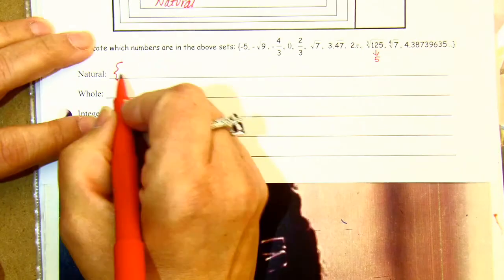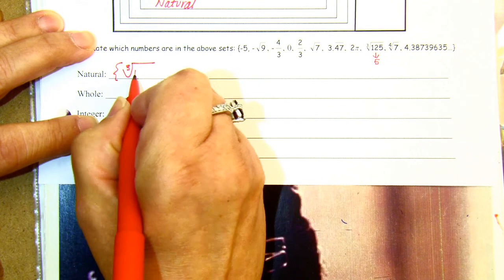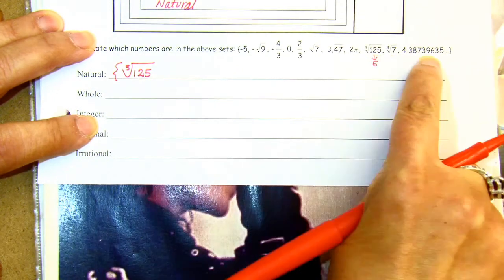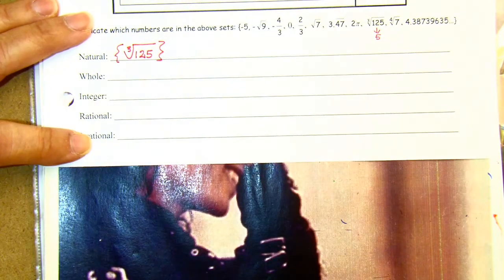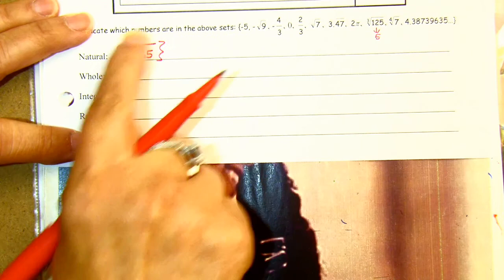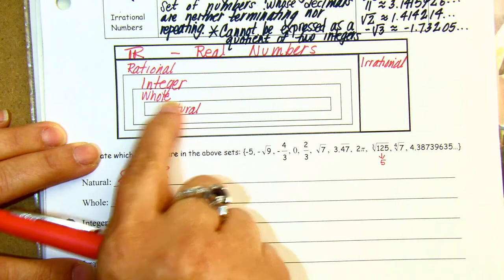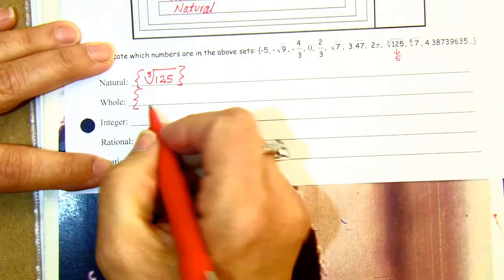I'm going to put it in my set, though, as what's in that. This is the cube root of 125. And that's irrational, and that's irrational. So I think I'm done there with my naturals. Now remember, if it's a natural number, it's also a whole number. So I'm going to start out this set. Follow your diagram. Natural numbers is inside the set of whole numbers. So if it's a natural number, it's a whole number. I'm going to start out with that.